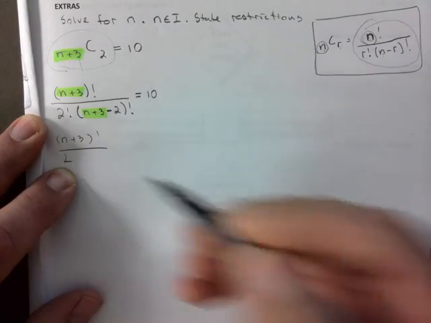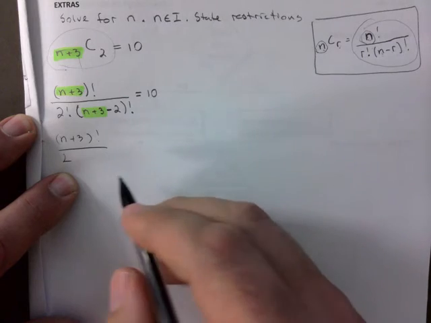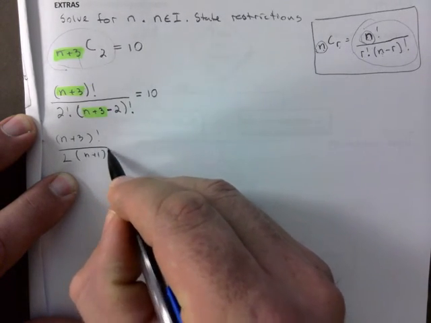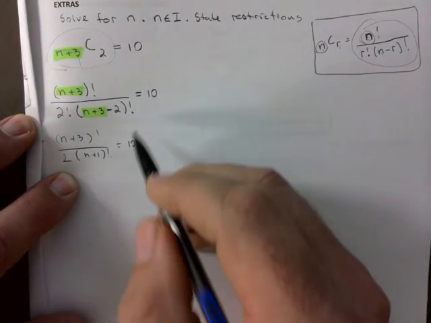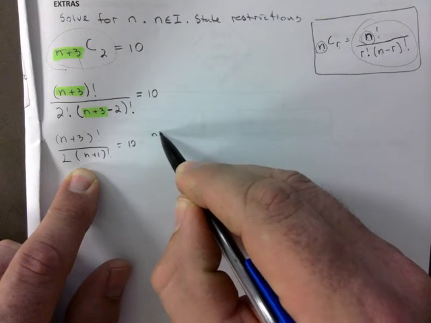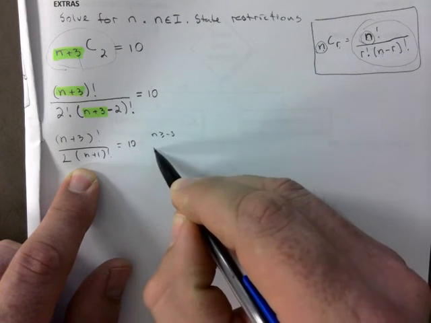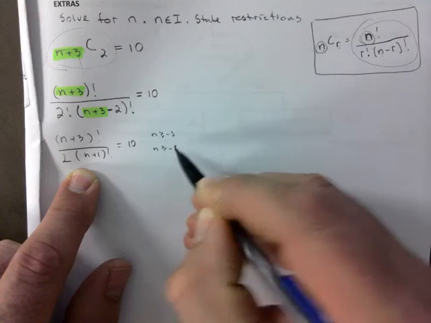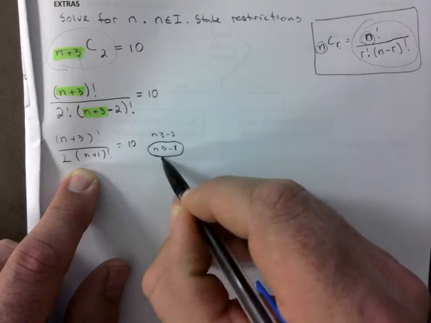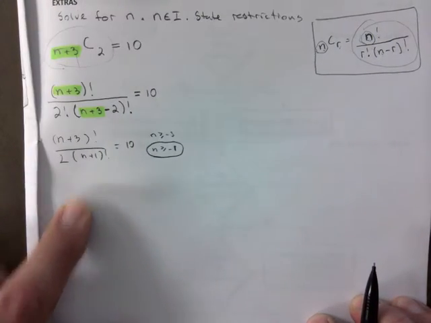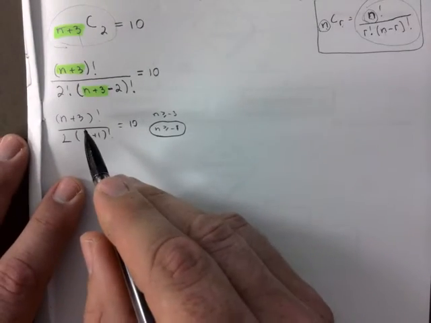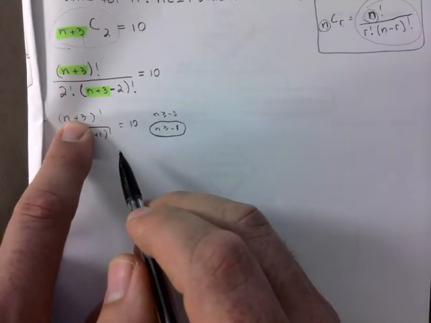And so I will clean this up a little bit. 2 factorial is just 2, right? We can drop the factorial. It's 2 times 1. And n plus 3 minus 2, that's just n plus 1 factorial. And don't forget the 10. Now I'm going to hold it for a bit. What's the restriction? We've got n greater than or equal to negative 3, and then n greater than or equal to negative 1. Which one should we be picking? The overall restriction is the greater one. Because then you don't need to worry about the lower.